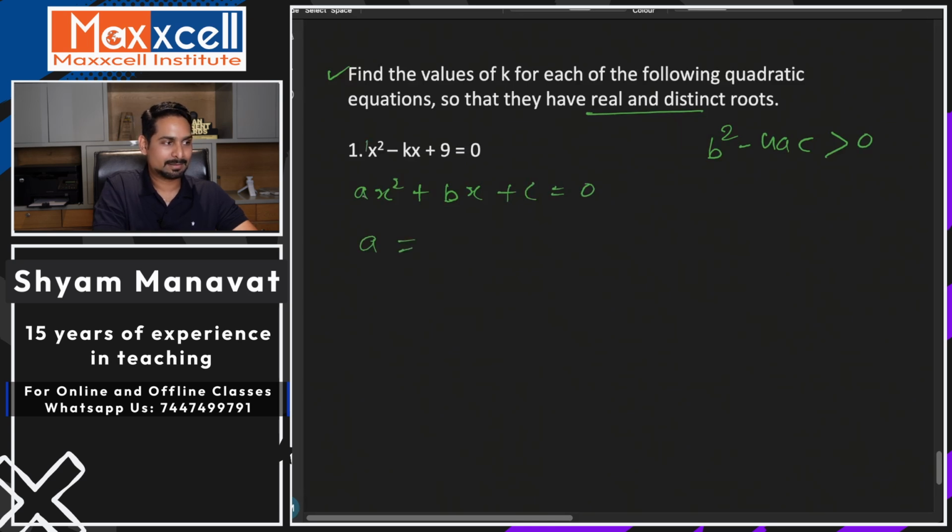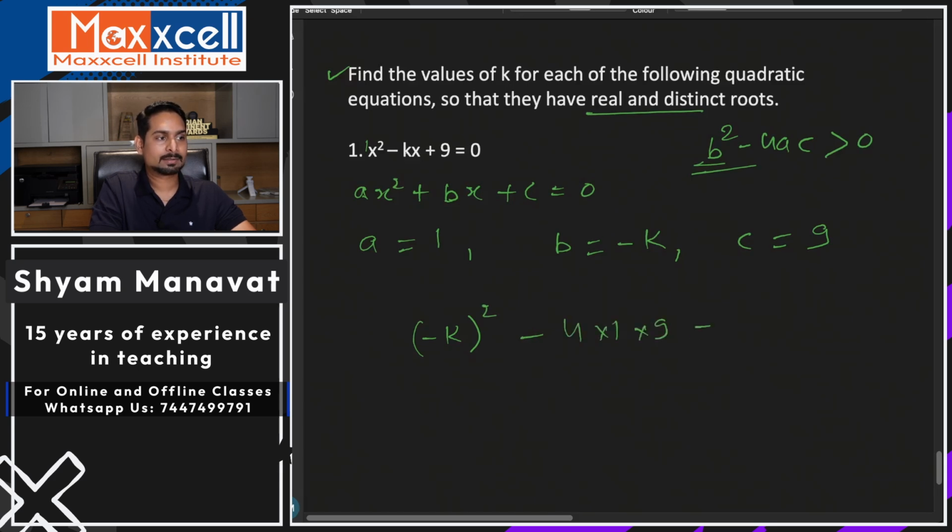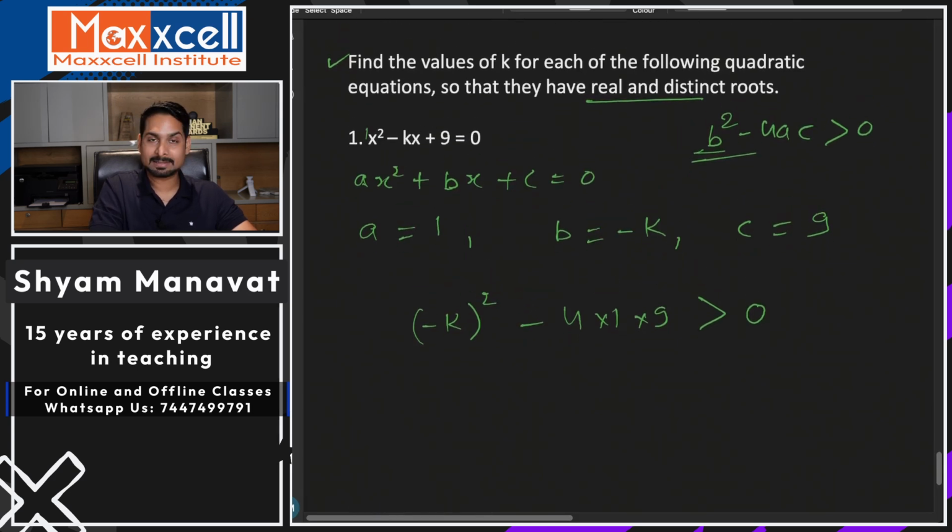So a here is 1, b is the coefficient of x, which is minus k. Write with sign, don't just write k, with sign minus k, and c is equal to 9. B square, which is minus k square. I'm applying the discriminant here. Minus 4 into 1 into 9 is greater than 0. So what do you have here? Minus k square will become positive. Negative square is positive. Minus 36, greater than 0.